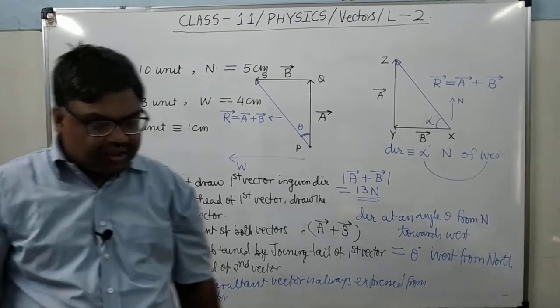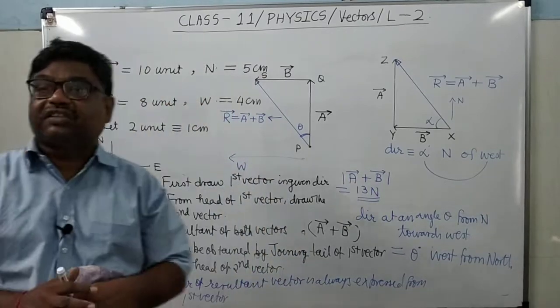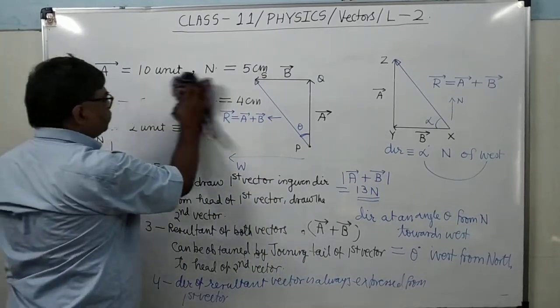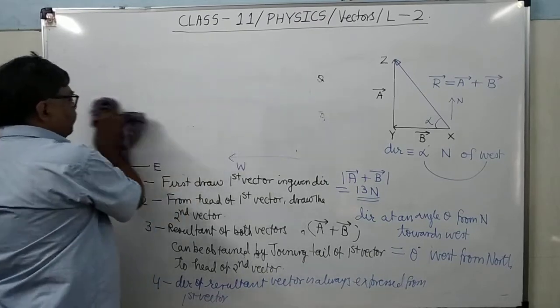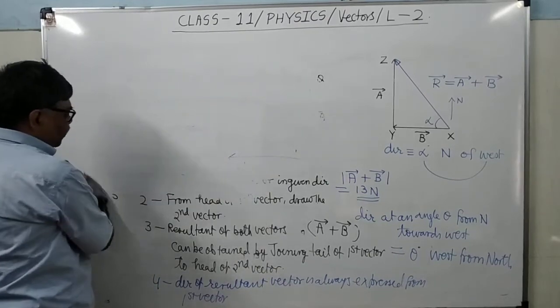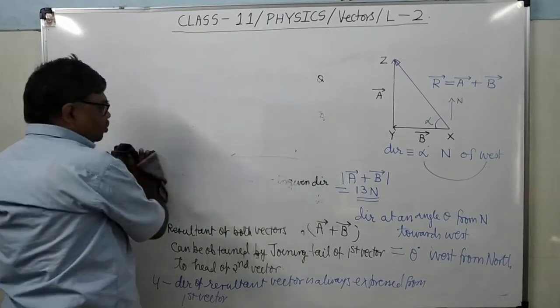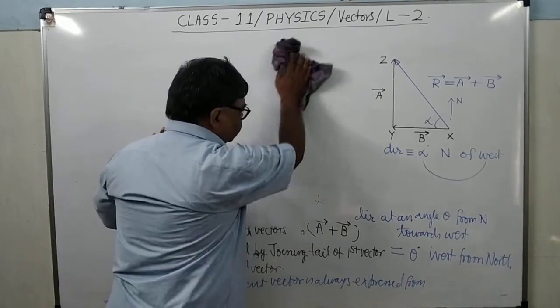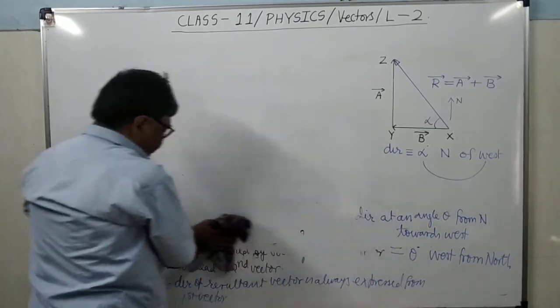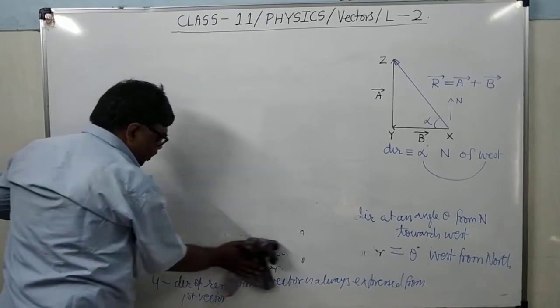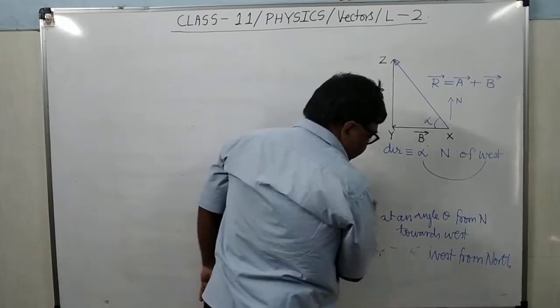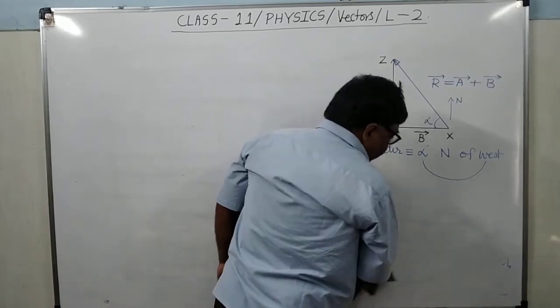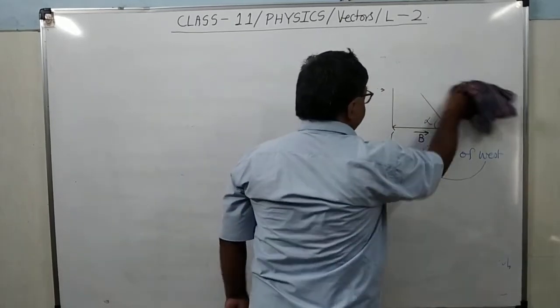EWNS means the absolute directions are given. Now see here, suppose the absolute directions are not given, but relative directions are given, for example, that from the first vector it is making this angle. We will adopt the same procedure. The procedure is the same, but always remember that angle is always measured in the anti-clockwise direction.